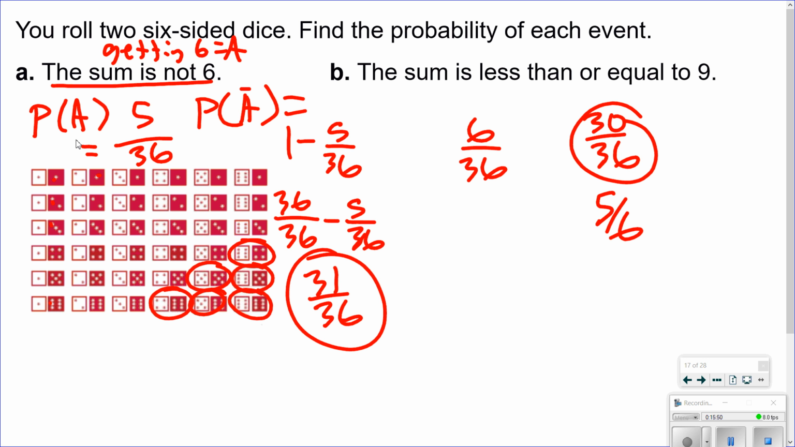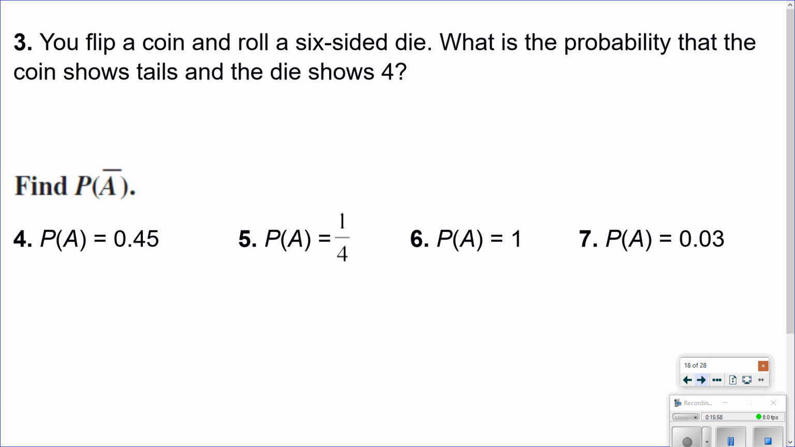So kind of just thinking about what a complement is. Sometimes it's easier to find the complement and subtract it from 1 to find the probability. So you guys try this problem real quick, pause it, and then come back and we'll go through it together.